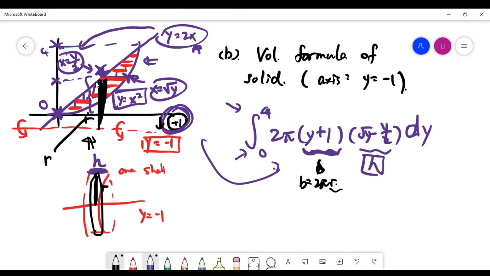It would be very beneficial for you to compare the answer you have in part A and part B. There's only one main difference, which is this part. And that's the end of this video.